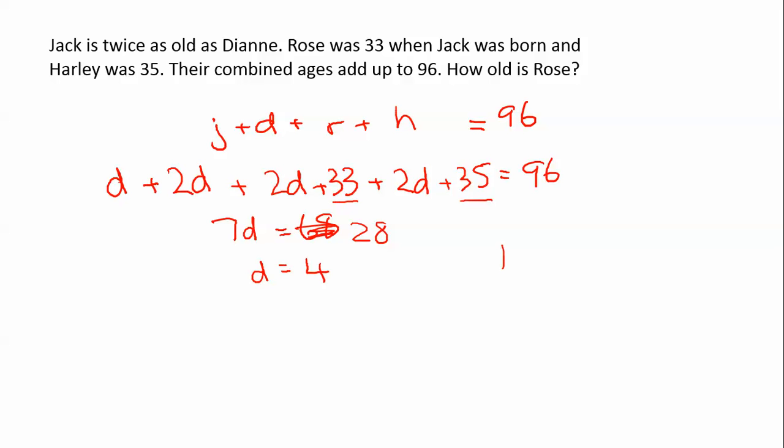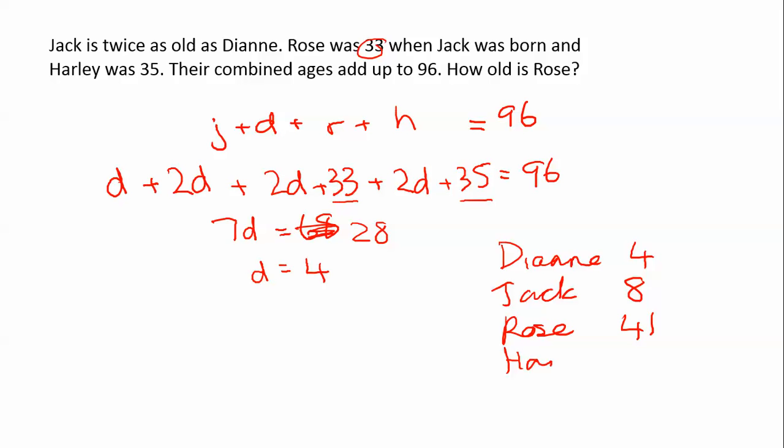So if Diane is 4, then Jack must be 8, because he's twice as old. Rose was 33 when he was born, so I add 8 to 33, and I know that she is 41. I know that Harley, just for good measure, was 2 years older, so he must be 43.